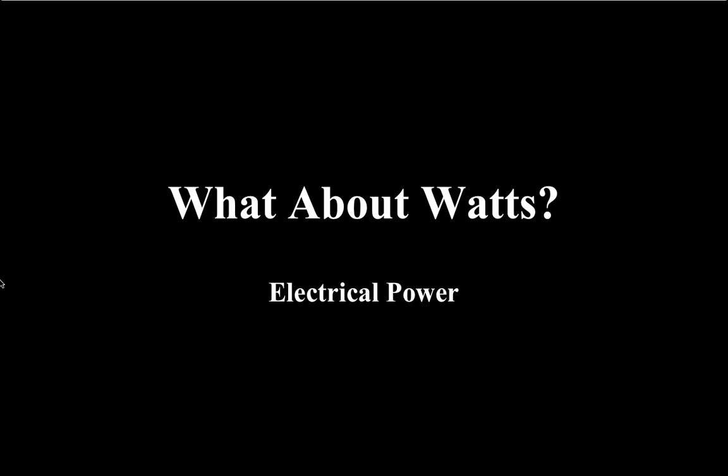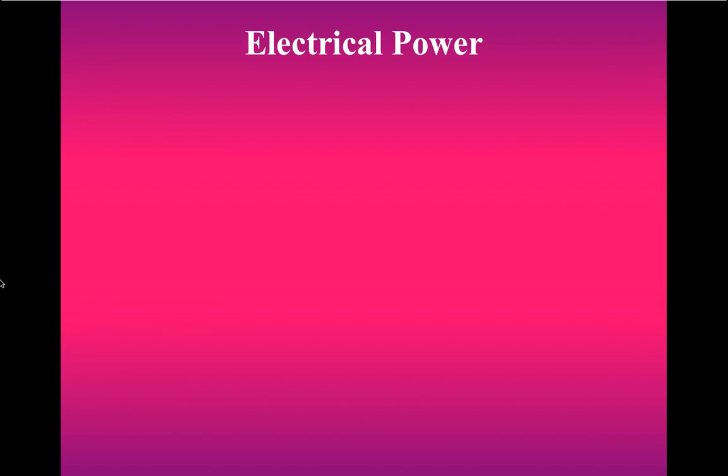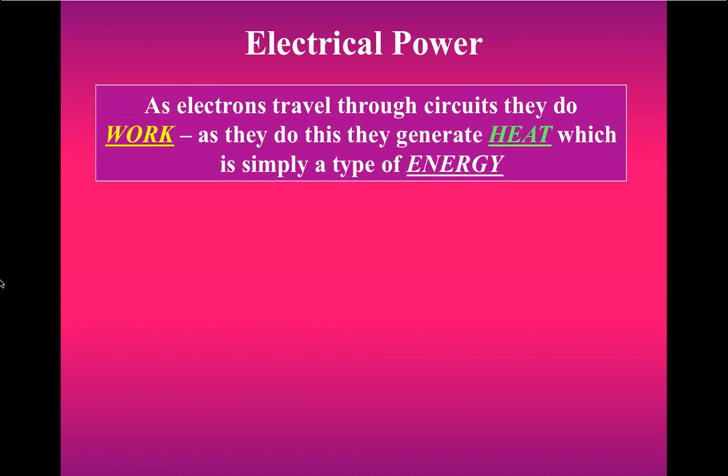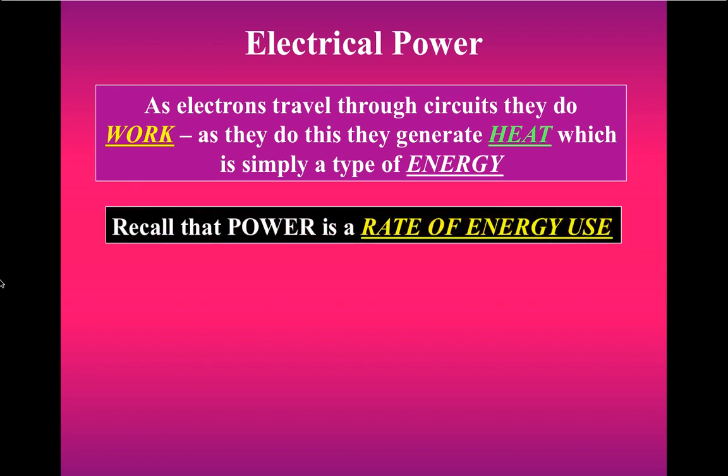Before we get into circuits, let's finish talking about electrical power. As electrons travel through circuits, they do work. As they do this, they generate heat through friction, which is simply a type of energy. Energy and work, we know, is measured in joules. Recall that power is the rate of energy use. Rate, as soon as you see that word, you should think time, so the amount of energy per time.